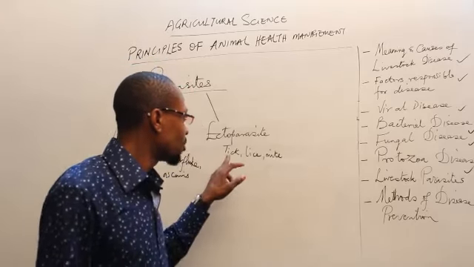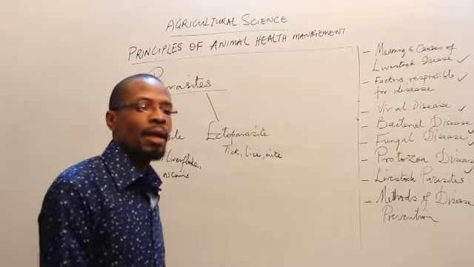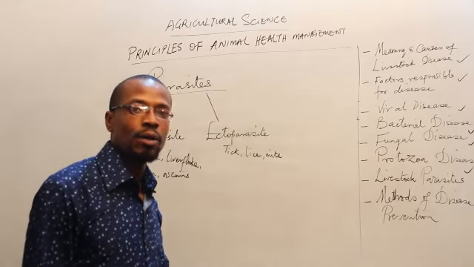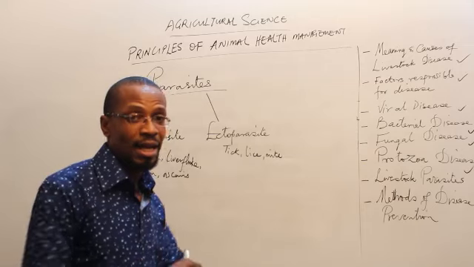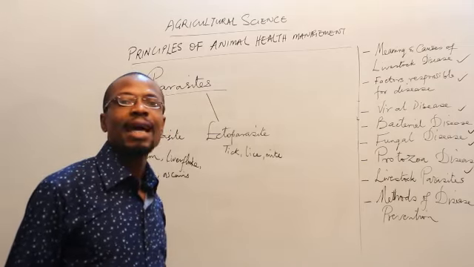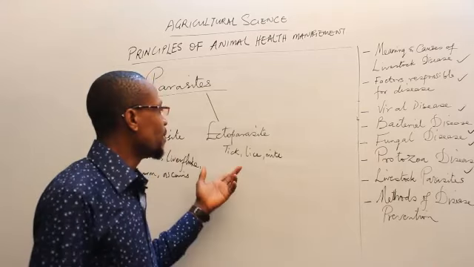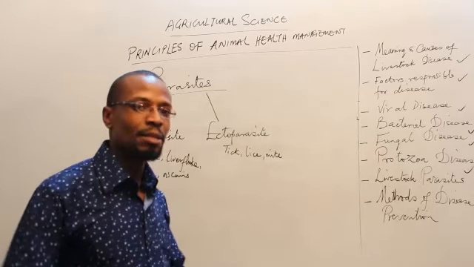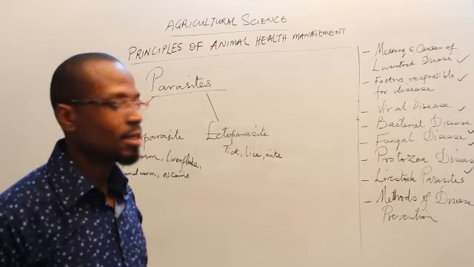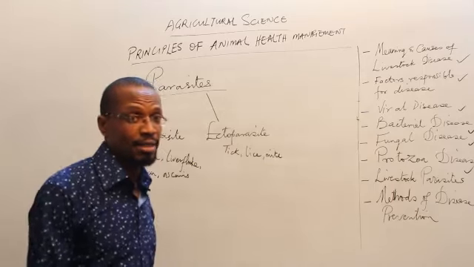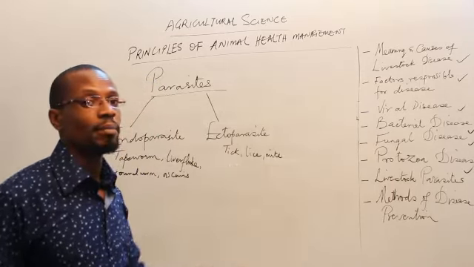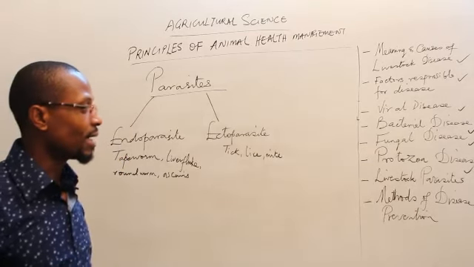Ectoparasites, we have examples: tick, lice, and mite. Now these parasites, like I explained earlier, live on the body of their hosts. That is to say that you can actually handpick them off their host. You can also decide to control these parasites by dipping the animal in insecticides or by spraying them with insecticides or pesticides. And by so doing you rid them of these ectoparasites.